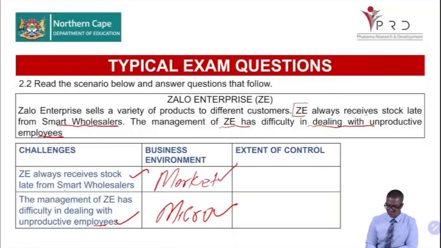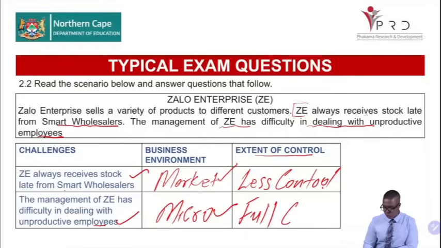Then we have classified the business environments. What do we do now? We explain now. We state the extent of control. To say the business has less, here it has what? Less control over the market environment. And when we look into the micro environment, which is the inside of the business, it has full control over that business environment.